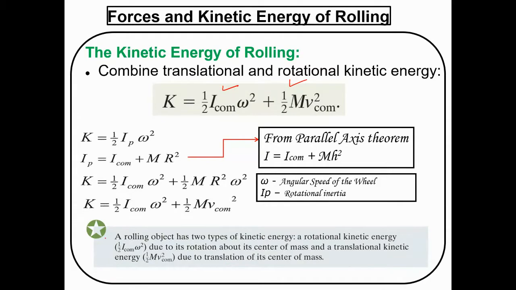What is written here? The rolling object has two types of kinetic energy. Rotational kinetic energy half I omega square due to its rotation about the center of mass. Every time you have to concentrate on the center of mass. When you come to the translational kinetic energy, it has half mv square due to the translation of its center of mass. Every time, based on the center of mass, the object has its kinetic energy.